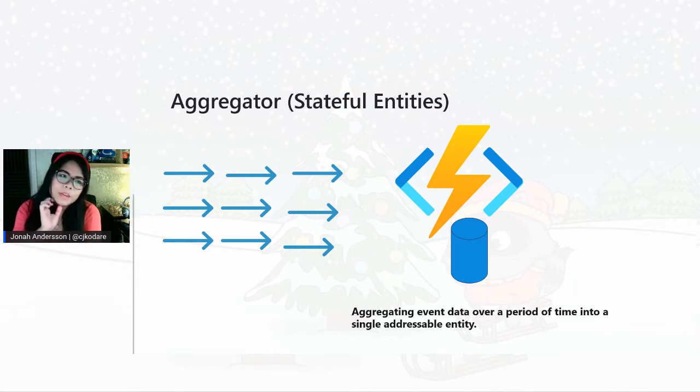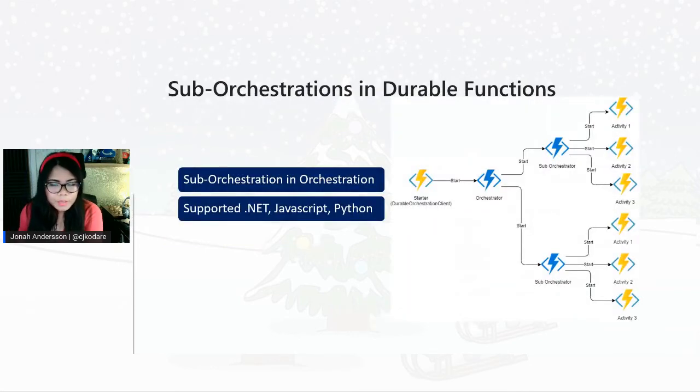So you can make use of this pattern, especially for stateful entities. And those are the 6 patterns, but you can actually create as many patterns as you want, depending on what you're trying to solve. The workflow is pretty flexible, especially since there is support for sub-orchestrations in durable functions.